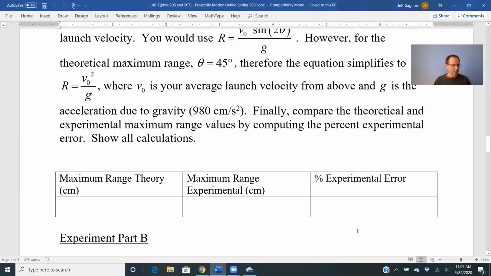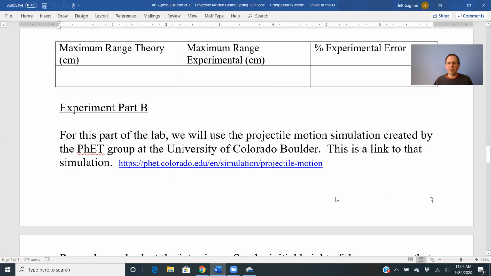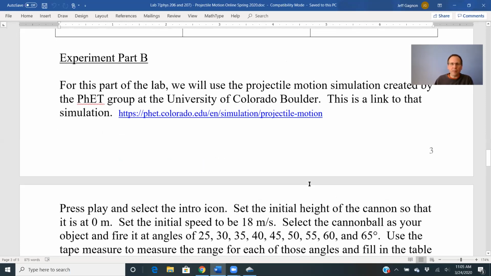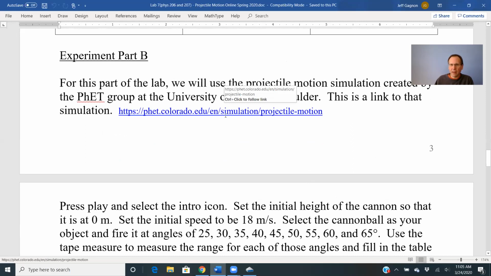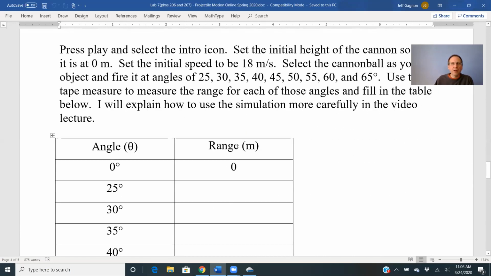Okay, so that's it for the first part of the lab. For the second part of the lab, we're going to use a simulation created by this physics research group at University of Colorado Boulder. They have some really nice simulations here, and one of them is projectile motion. So this is the link that you need to get there. I will also post this separately on Brightspace. Okay, so let me show you this simulation.